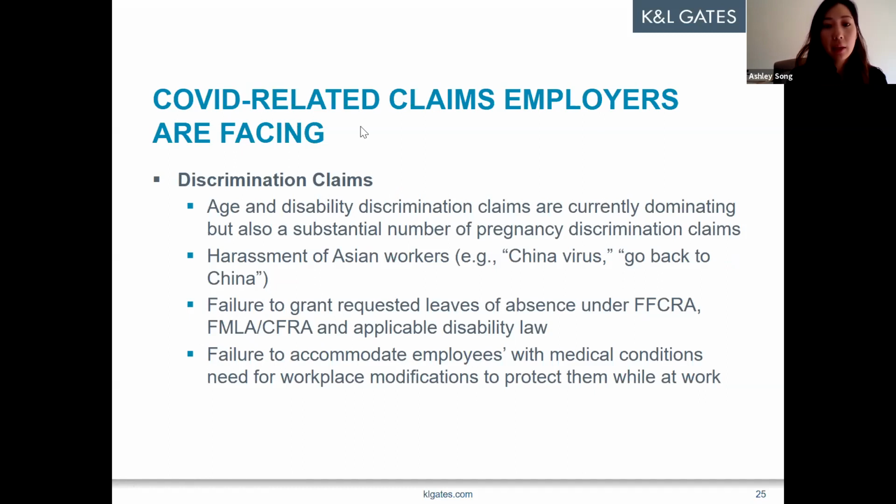There are also discrimination claims based either in age or disability. Also, even pregnant workers could bring these claims. For instance, a 70-year-old could allege he was denied a work from home accommodation due to his medical condition and age, and that would be a basis for such a claim. Harassment of Asian workers, just calling it the China virus, etc. Failure to grant requested leaves of absence under FFCRA, FMLA, CFRA, which are all protected leaves as well. And as well as for potential failure to accommodate employees with medical conditions such as asthma for workplace modifications while they're at work. Next slide, please.